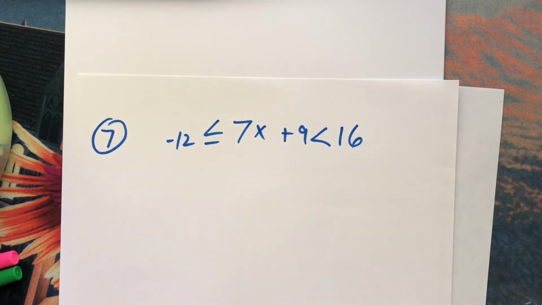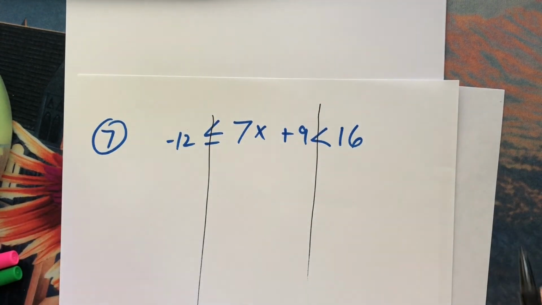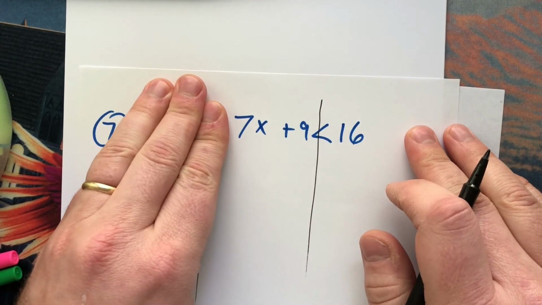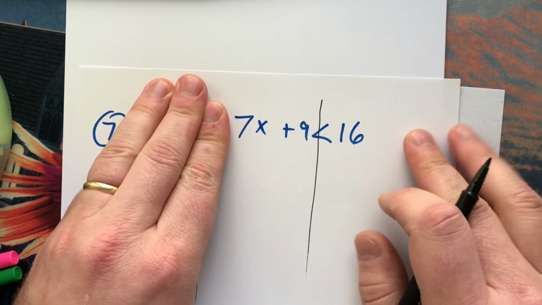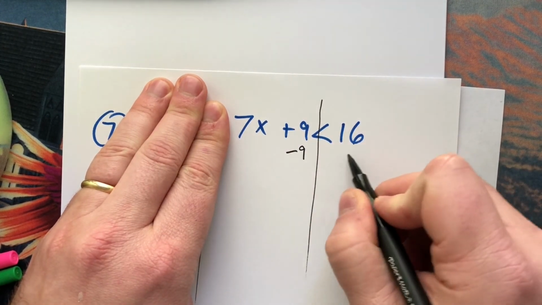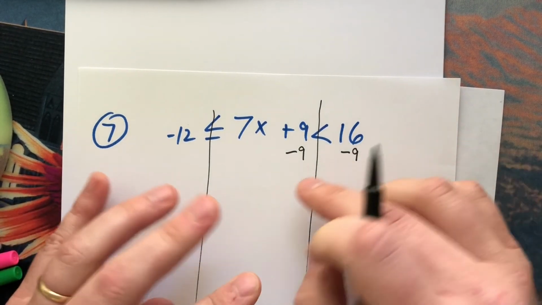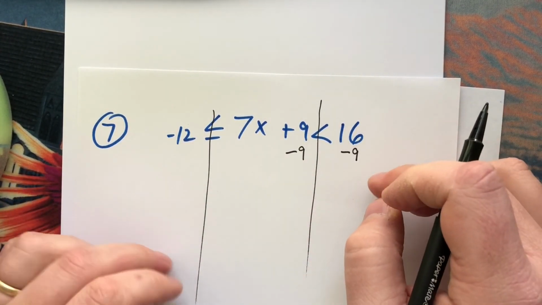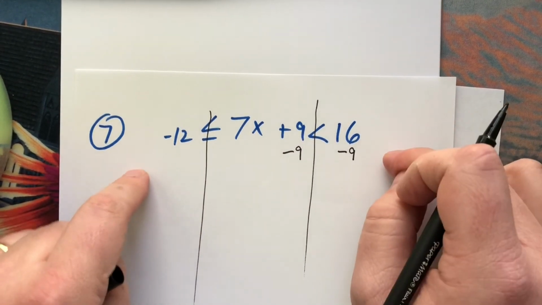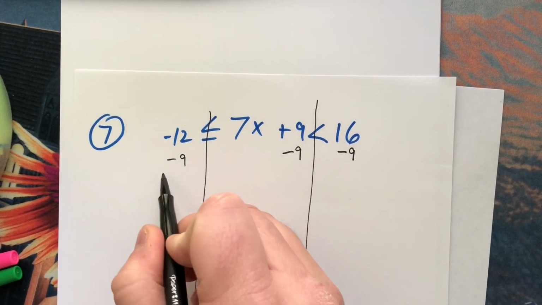So here's what we do. Focus in the middle. Pretend that it's like this. How would you solve this? 7x plus 9 less than 16. You'd subtract the 9 from both sides, right? Well, since there are three sides in this special compound inequality, whatever you do to the middle, do to both the other sides. So we'll subtract the 9 here. We'll also subtract the 9 here. That's all.